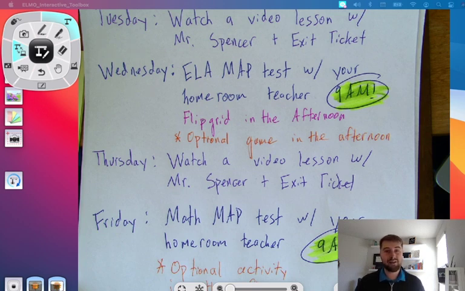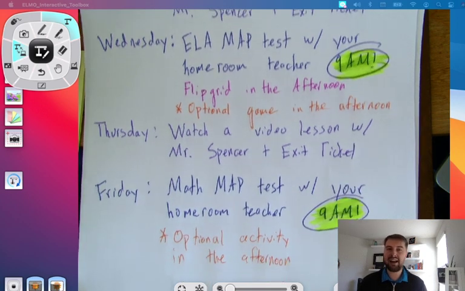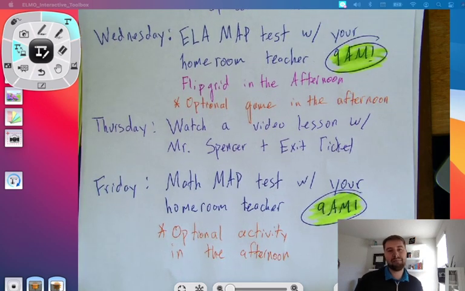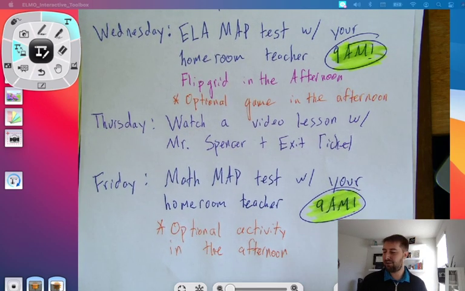So please, on Thursday, make sure you complete that. Watch the whole video and then complete the exit ticket. And then on Friday, we are going to do the math MAP test with your homeroom teacher. Again, we start promptly at 9 a.m., so please make sure you're with your homeroom teacher if you are at all able to be at 9 a.m.